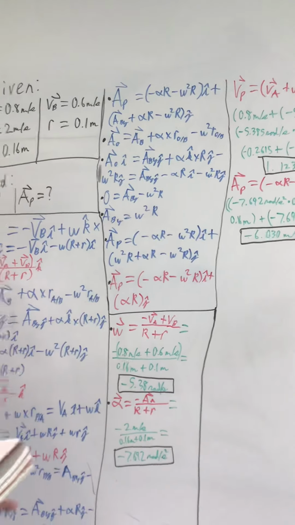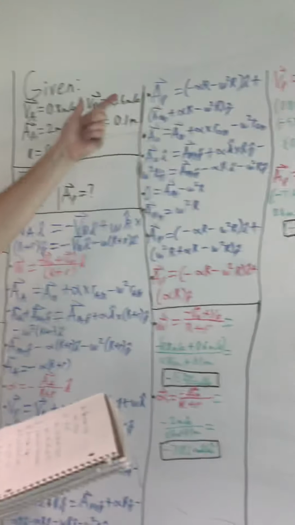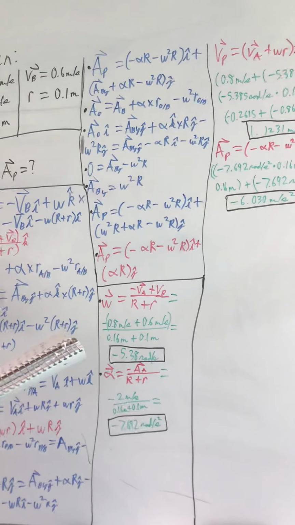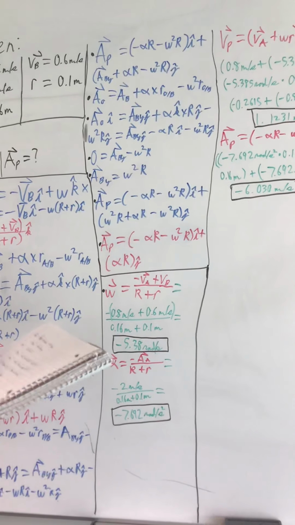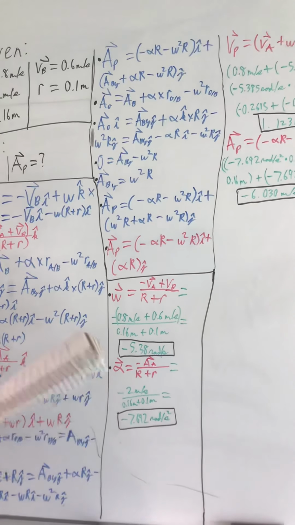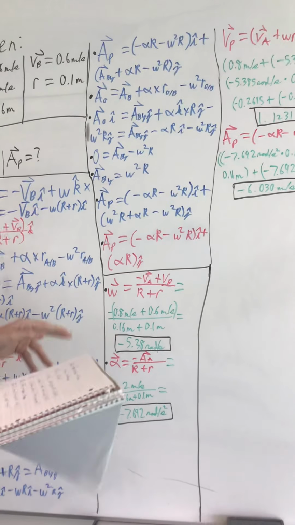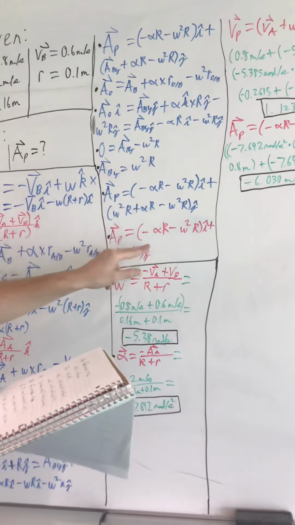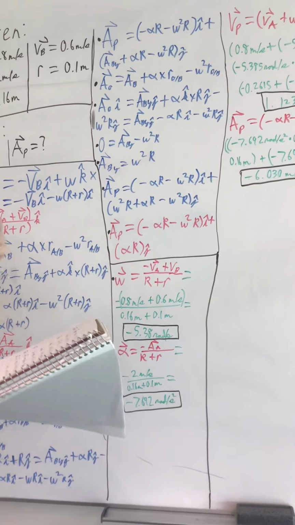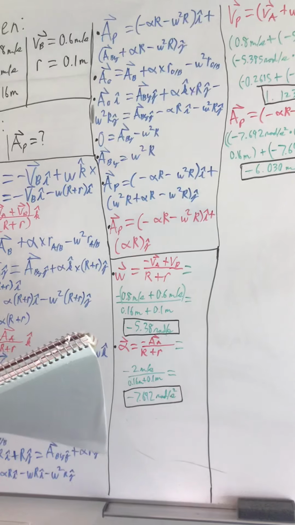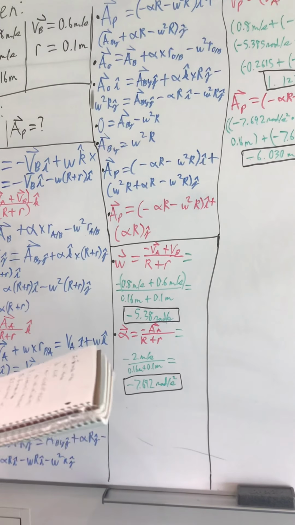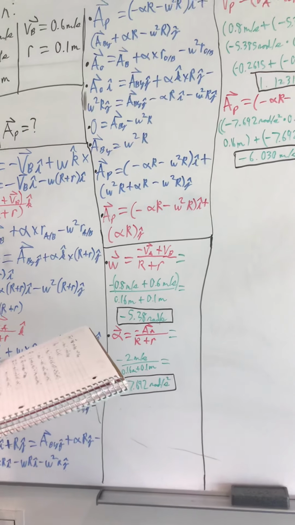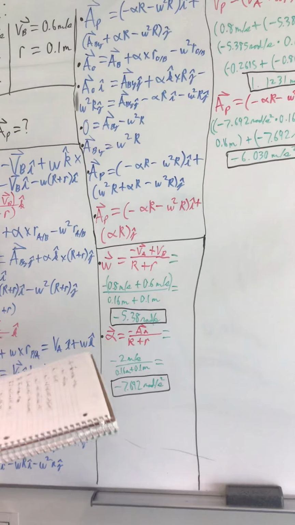Now that we know what A of B is, we'll plug it back into A of P with all the other components that we found so far. A of P ends up equaling negative alpha large R minus omega squared large R in the I hat direction. Since A of B ends up being omega squared r, we have a negative omega squared r. Those two terms cancel out, leaving us only with alpha r in the J hat direction. So the overall equation to find the acceleration of P is negative alpha large radius minus omega squared large radius in I hat, plus alpha large radius in the J hat component.